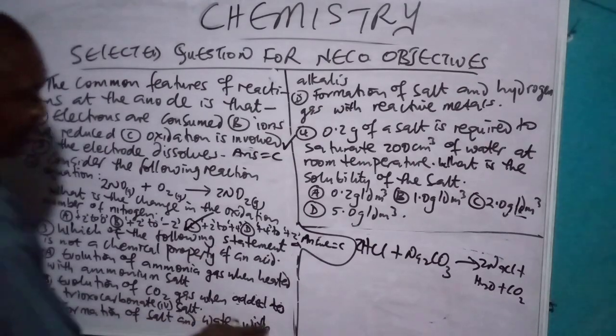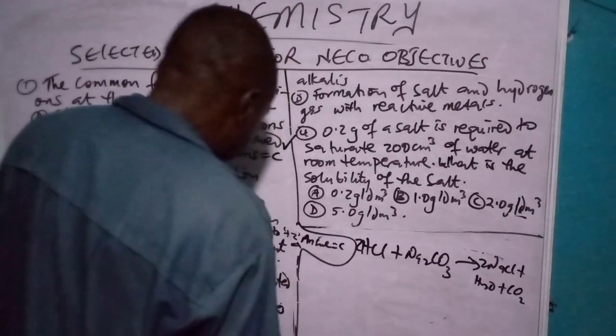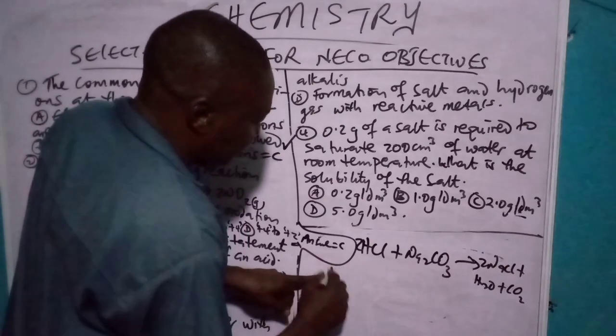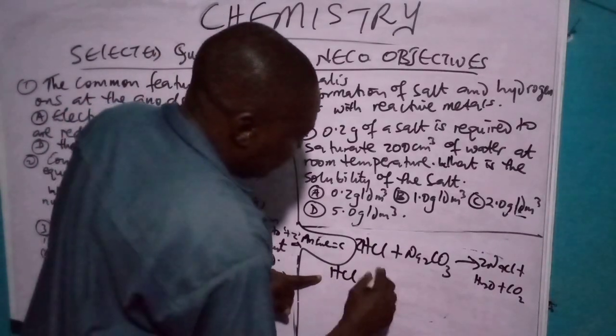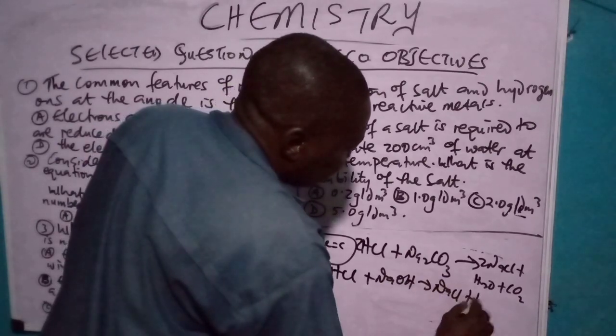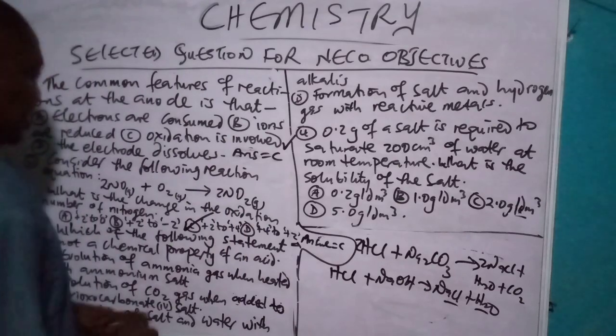Formation of salt and water only. We already know now when acid reacts with a base, it produces salt and water only, or salt and water with alkalis. For example, you have HCl plus NaOH to give you NaCl plus H2O, salt and water. So that one is also not acceptable.